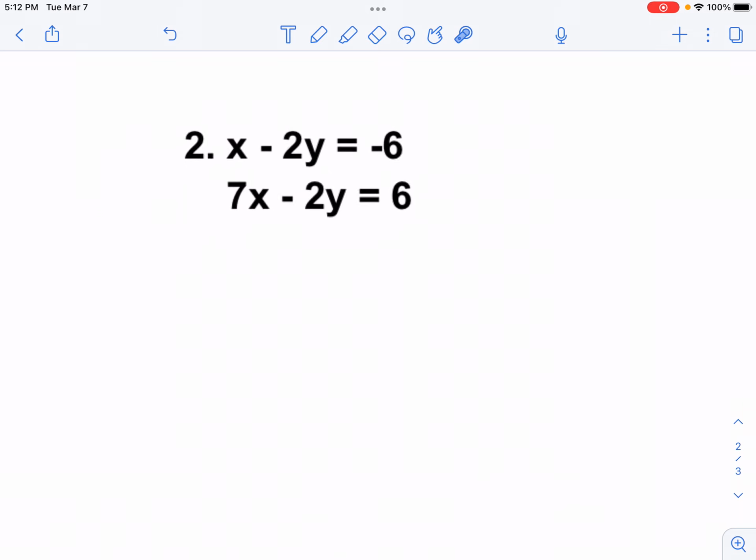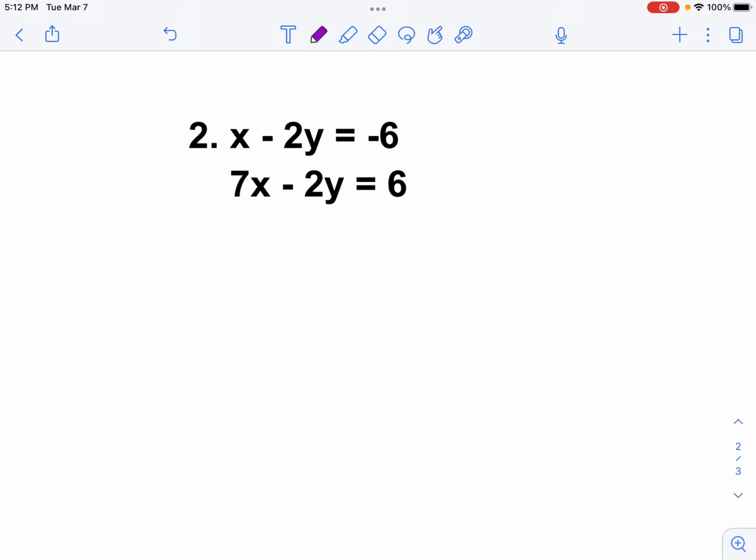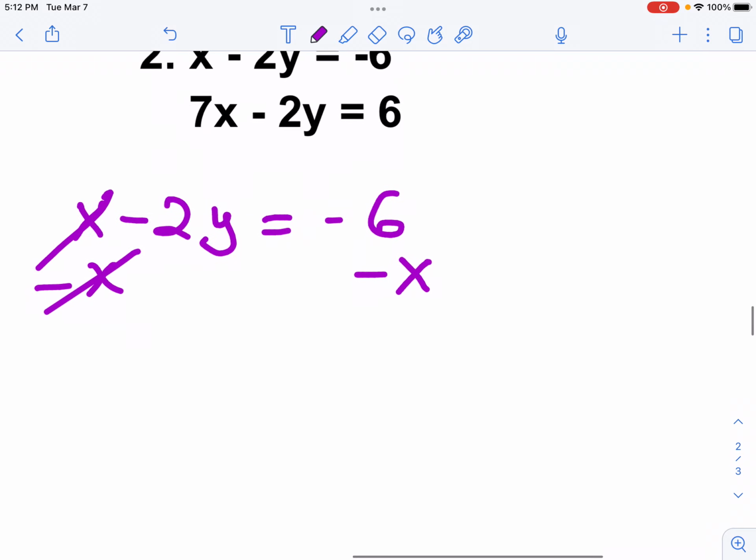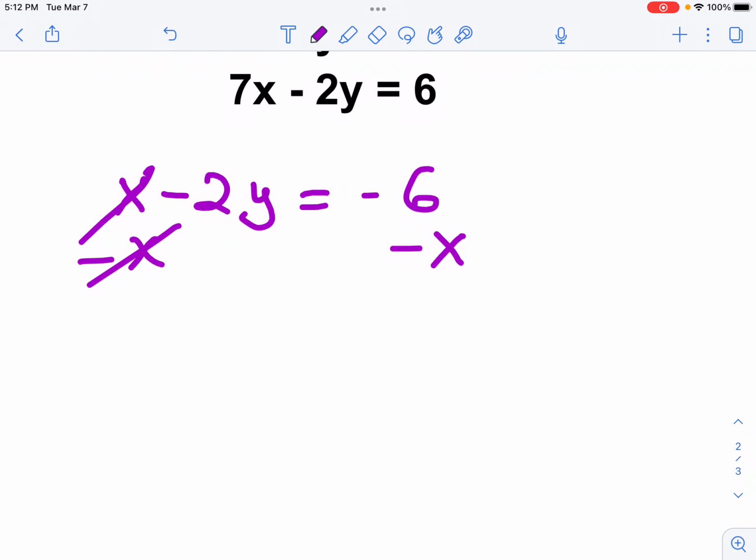The thing about number 2 is that they're not already in y equals mx plus b form. So our first step is taking each of them and getting them in y equals mx plus b form before we graph. So we're going to have x minus 2y equals negative 6. And what do we have to do? We have to get y alone. So we need to subtract x from both sides. These will cancel. And now, can we combine negative 6 and negative x? I hope you all said no, because they're unlike terms. So we're simply just going to rewrite it as negative x minus 6.